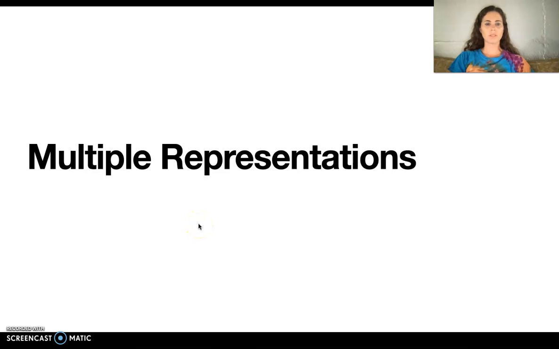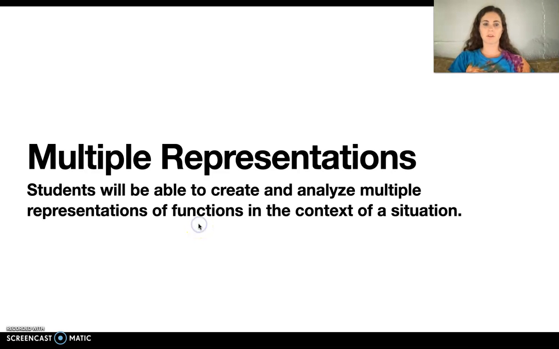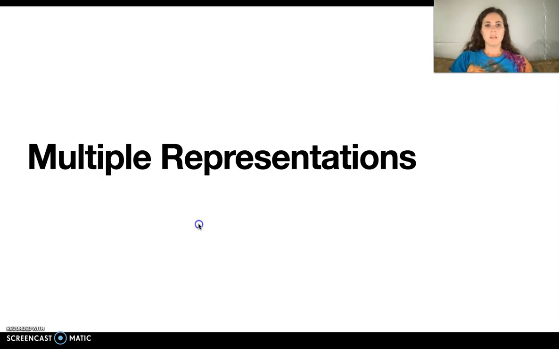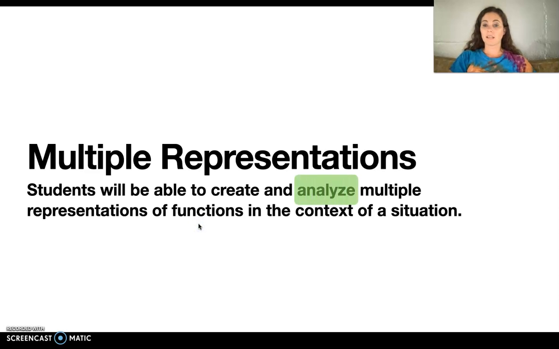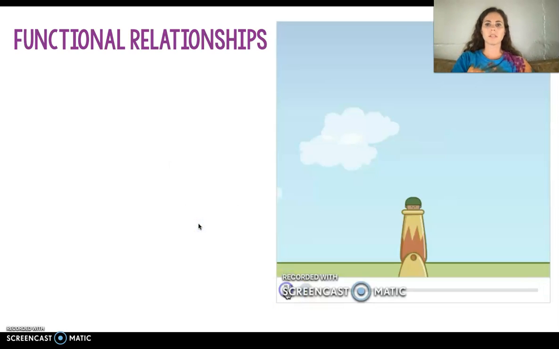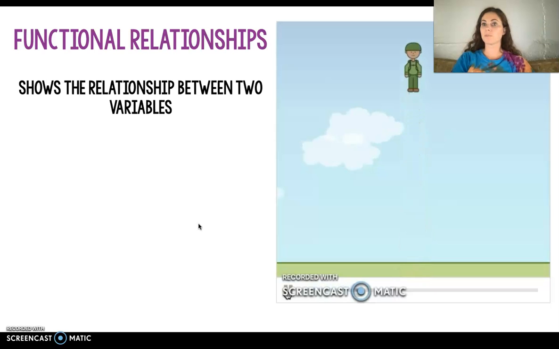In this video, we are going to talk about multiple representations of functions, and our goal is to be able to create and analyze those representations in the context of a situation. This video is going to focus on the analyzing piece of it. So a functional relationship just tells us the relationship between two variables.